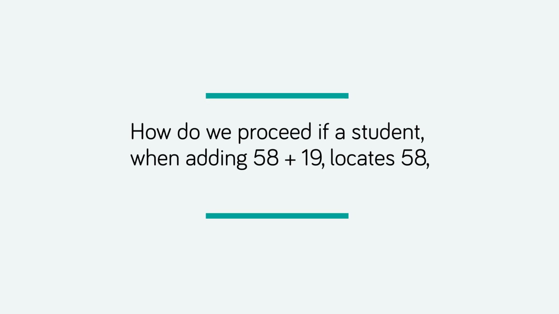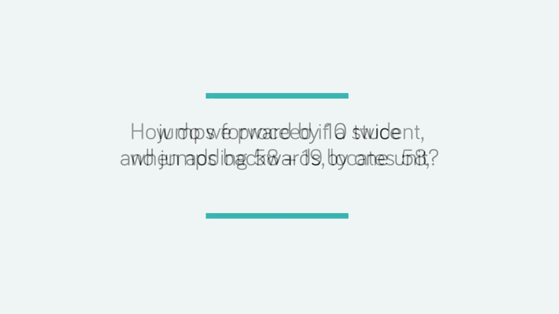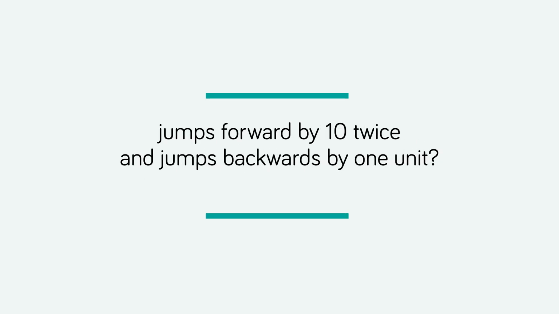What do we do if a student, to do 58 plus 19, begins at 58 and makes 2 jumps of 10 forwards and a jump backwards of 1? What do we do? Congratulate them, for sure. Congratulate them for finding a strategy that is efficient and ensure that their classmates understand this strategy and understand the benefits that this strategy has and can copy it.